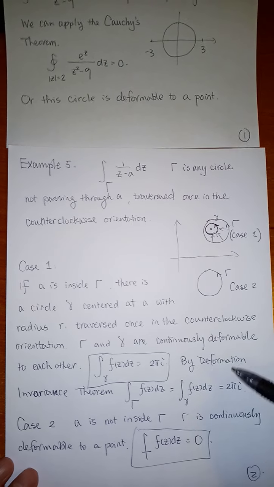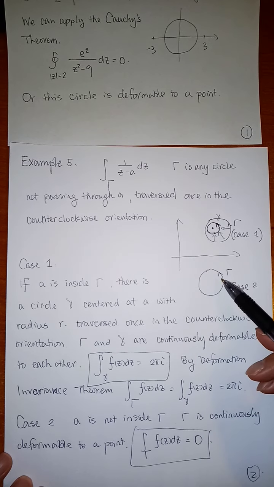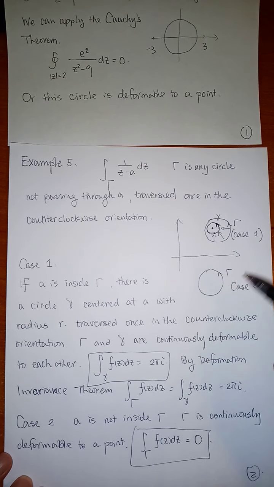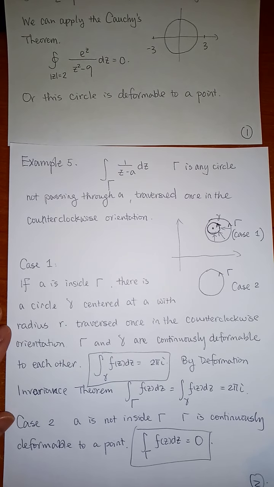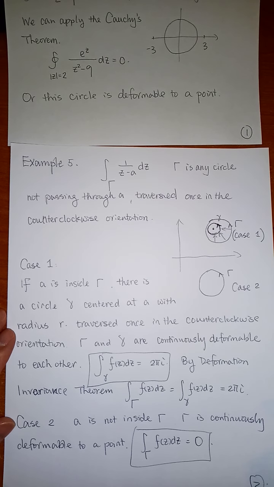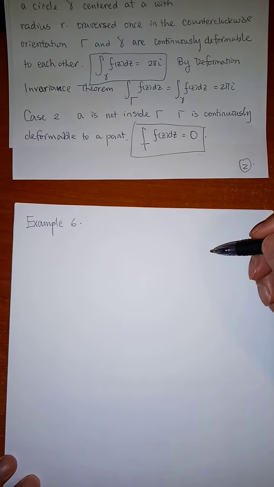One important factor is that this orientation should always be counterclockwise and traversed once. If you go around multiple times, then you will have multiple copies of 2 pi. If you change the orientation, you will get a negative 2 pi. Okay. Next example.